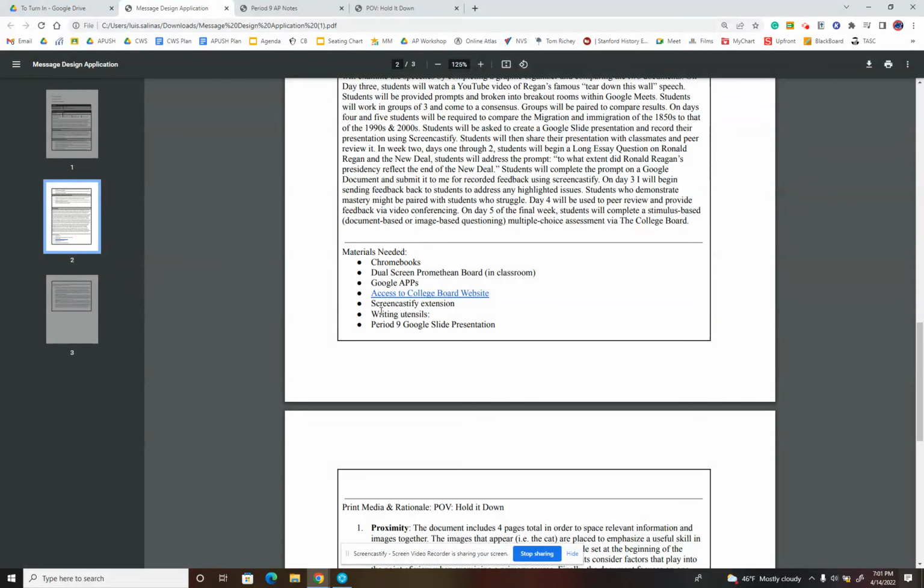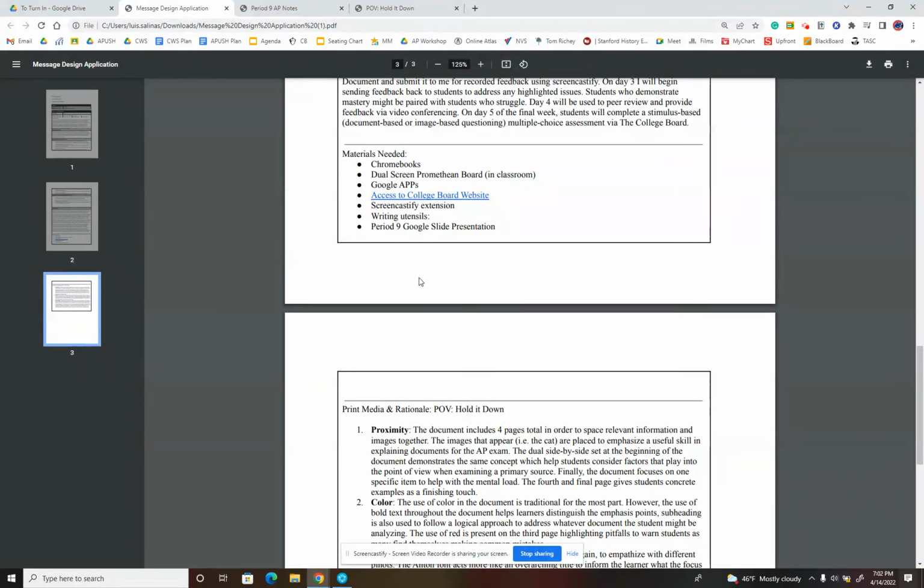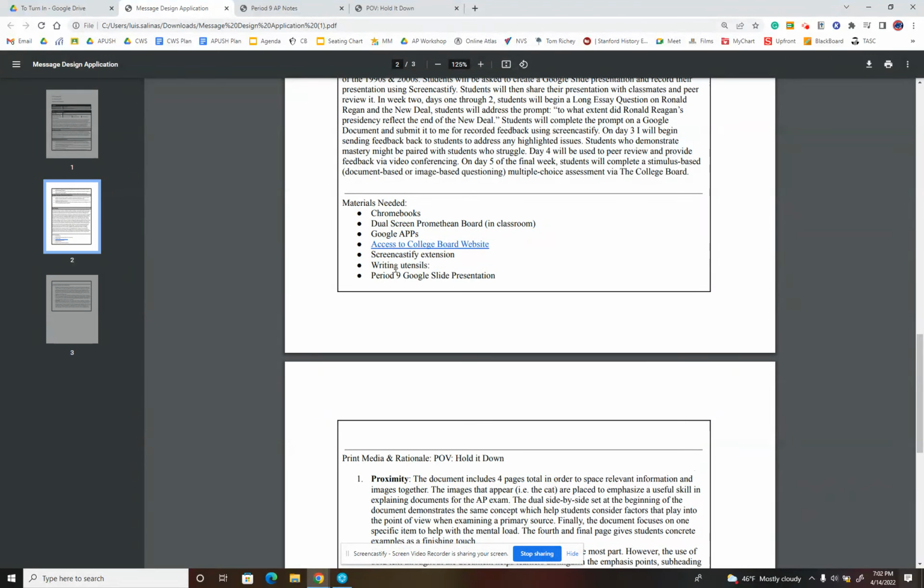Students also utilize Screencastify, and this is the ability to record themselves. I usually use that, especially for students that have a hard time trying to express themselves in writing. So they do tell me that in an oral fashion, and then we can practice or begin to put that in pencil or on paper. Also, obviously, students need writing utensils, and then for this specific unit lesson, they need the Google Slide presentation.